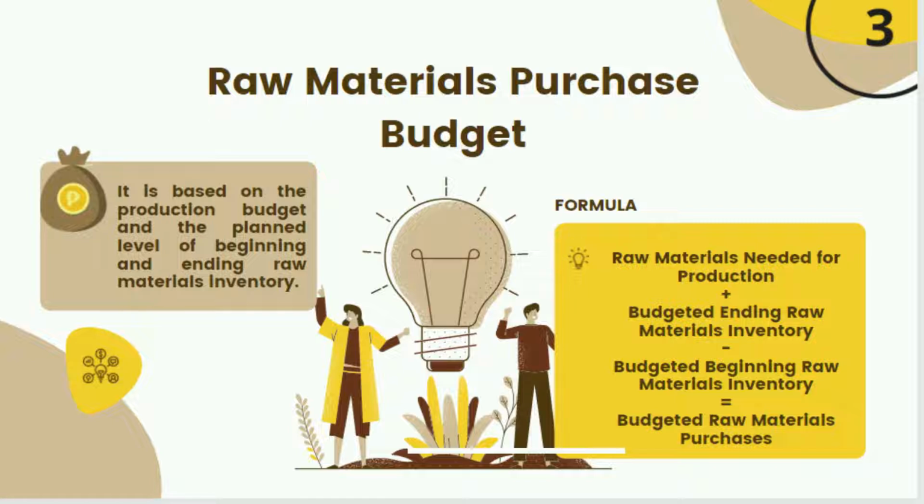Let's proceed to the third step in the preparation of the operating budget, which is the raw materials purchase budget. It is based on the production budget and the planned level of beginning and ending raw materials inventory. To get budgeted raw materials purchases, we need to add raw materials needed for production plus budgeted ending raw materials inventory less budgeted beginning raw materials inventory.